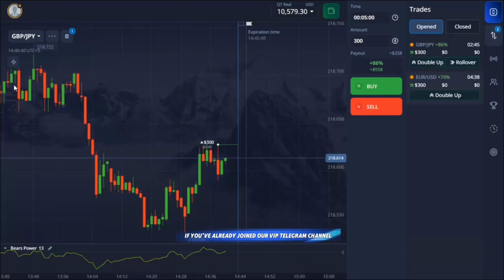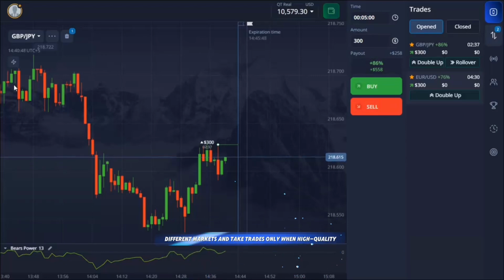If you've already joined our VIP Telegram channel, you'll know that we analyze multiple currency pairs. At the same time, our traders continuously monitor different markets and take trades only when high-quality setups appear. That's exactly the approach we're following here.